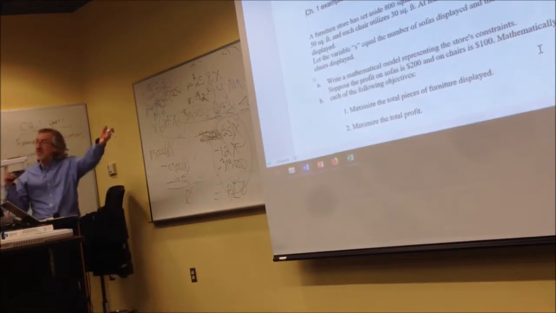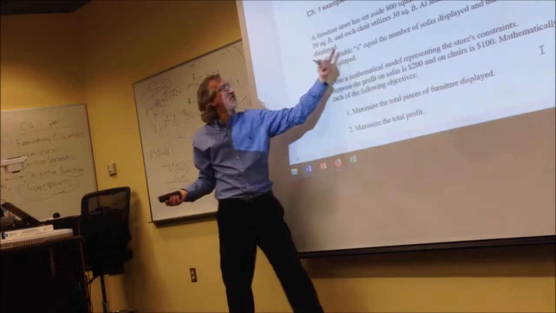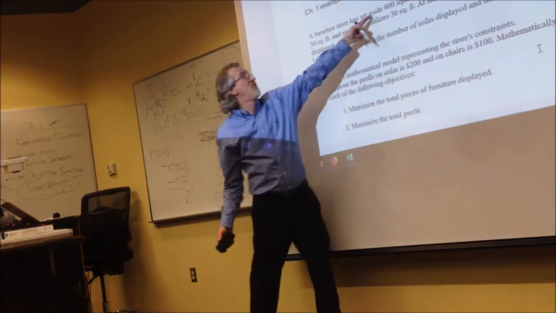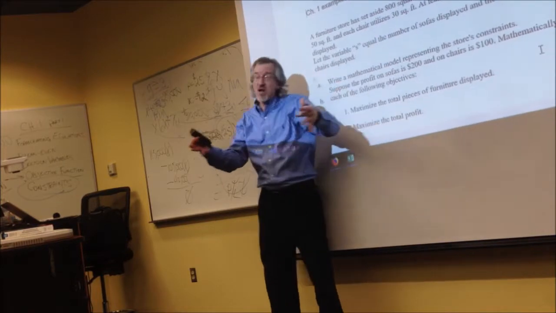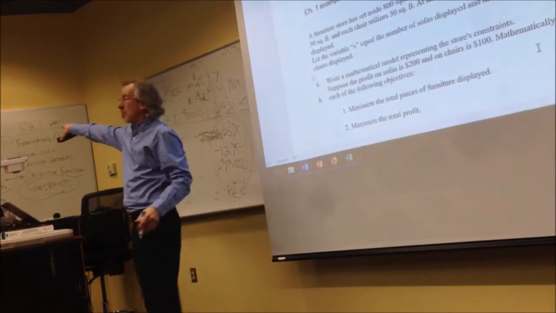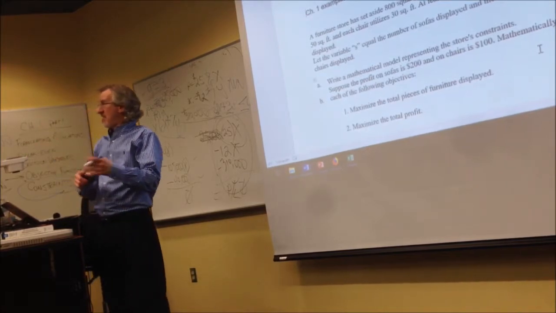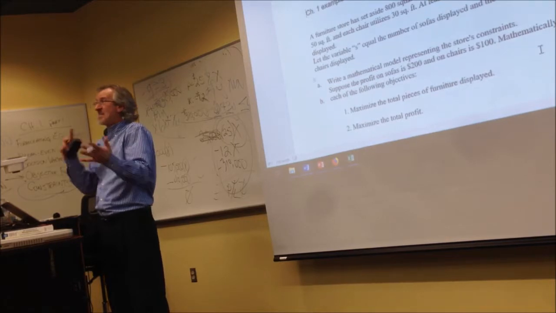You just wrote a constraint. You took the words. This told you it's 50 square feet for a sofa. It told you it's 30 square feet for a chair. It told you there's 800. This 800 is what identifying the limitations is all about. It's saying we're limited to 800 square feet. And we turned it into a mathematical model using the decision variables. The decision is, how many sofas should we put in this display that's 800 square feet? How many chairs? That's our decision.